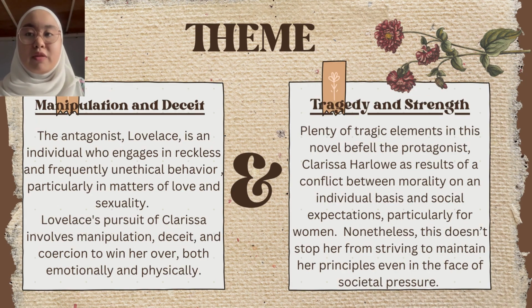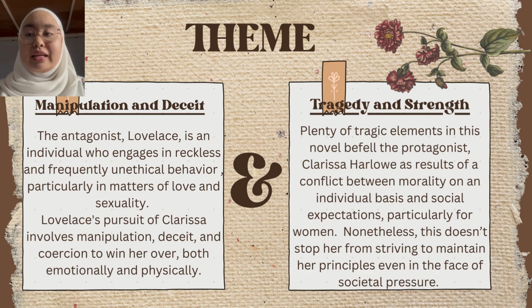For our third theme, we have manipulation and deceit, which involves our antagonist, who is, class? Good, Robert Lovelace. He's an individual who engages in reckless and frequently unethical behavior, particularly in matters of love and sexuality. So, class, can you give me one example of his unethical behavior in this novel? Good. In his pursuit of Clarissa, he manipulated her into going to a brothel, and then he drugged her, and when she went unconscious, he took advantage of her sexually.